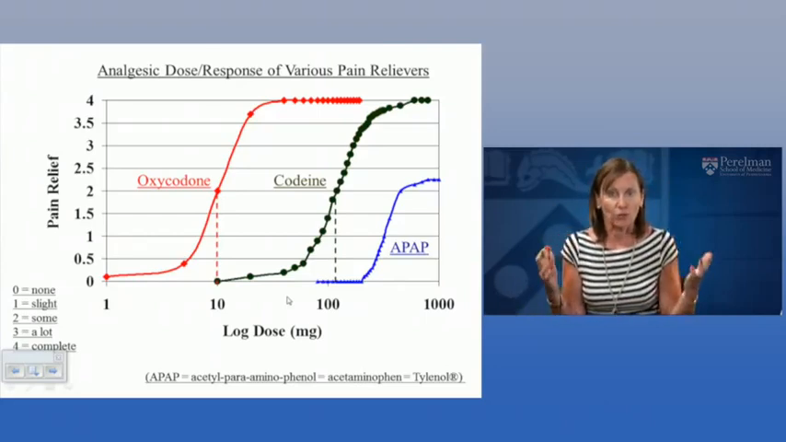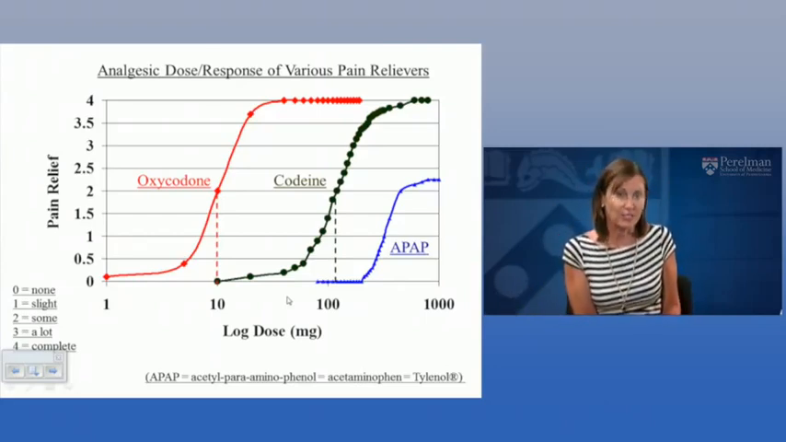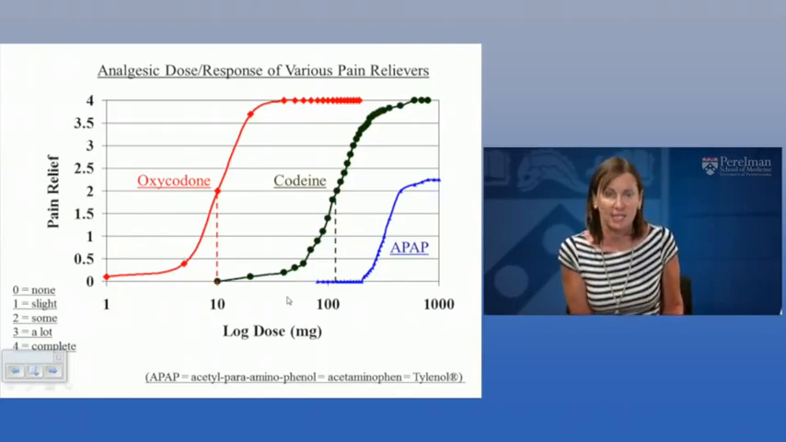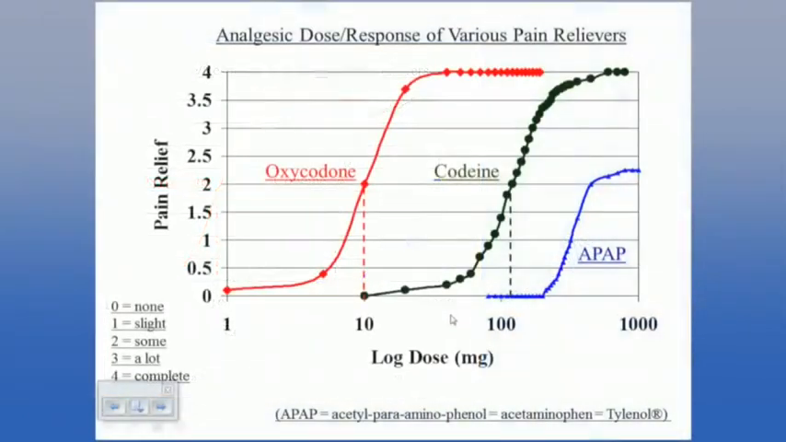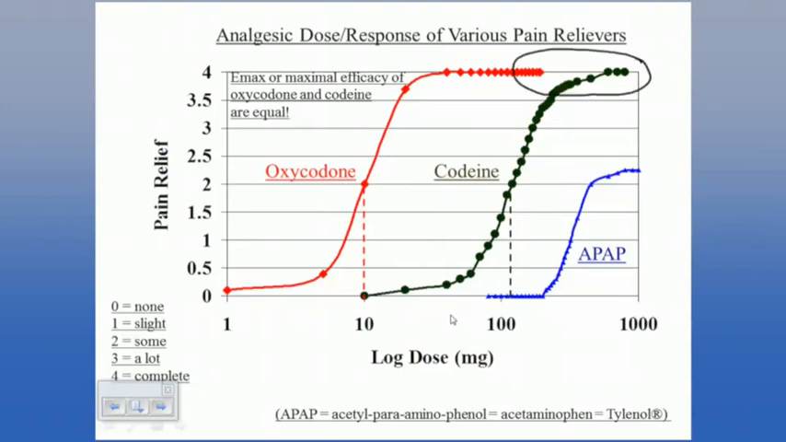So these are 3 dose response curves of 3 common analgesics that are used in clinical practice today. What can you say about these particular dose response curves? Well, I think that you're probably getting the picture here. One is, if you look at the Emax for oxycodone and for codeine, they are the same. They achieve the same maximal response. So they are equally efficacious drugs.